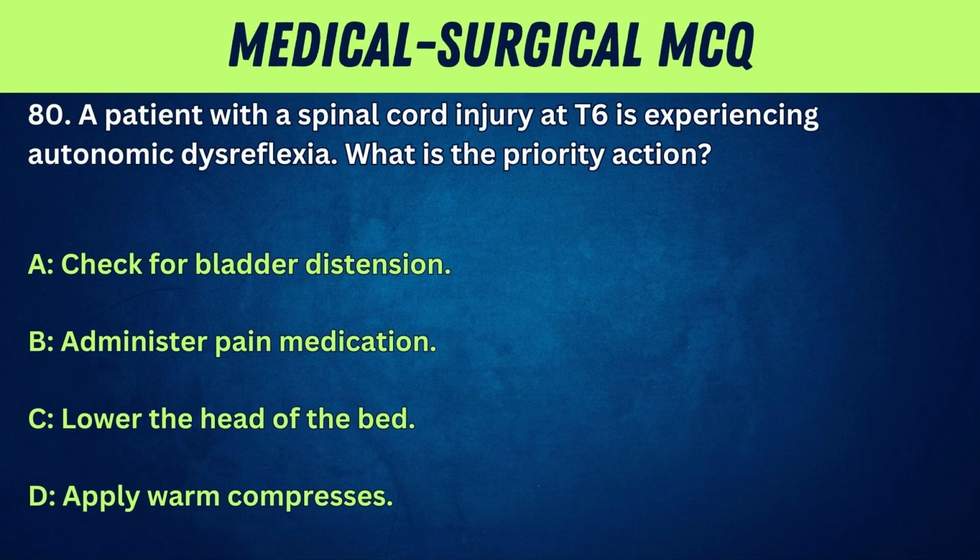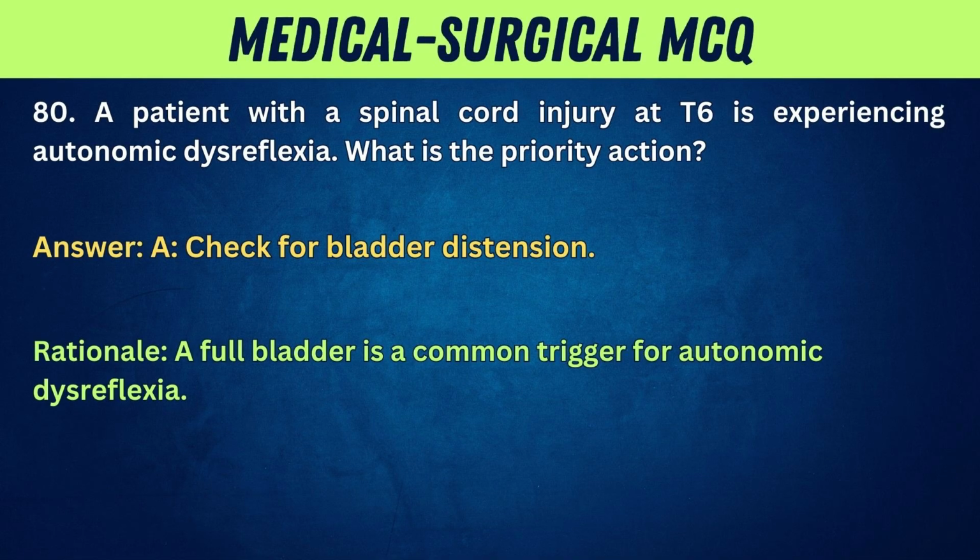80. A patient with a spinal cord injury at T6 is experiencing autonomic dysreflexia. What is the priority action? A. Check for bladder distension. B. Administer pain medication. C. Lower the head of the bed. D. Apply warm compresses. Answer: A. Check for bladder distension. Rationale: A full bladder is a common trigger for autonomic dysreflexia.